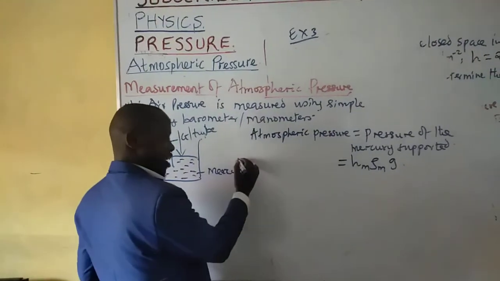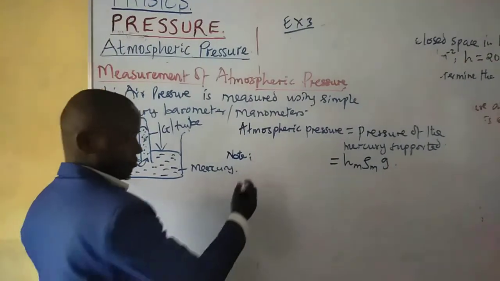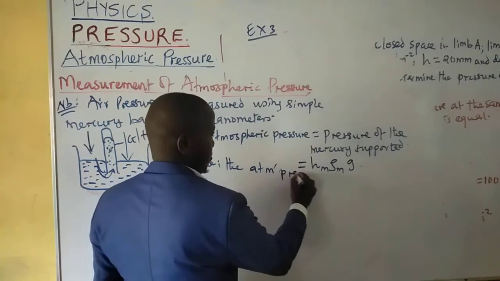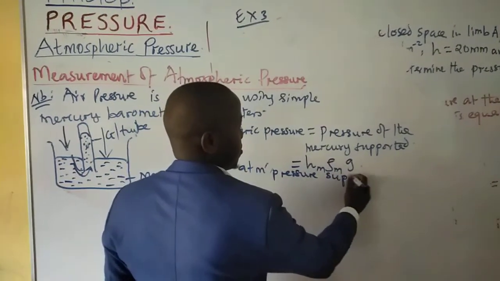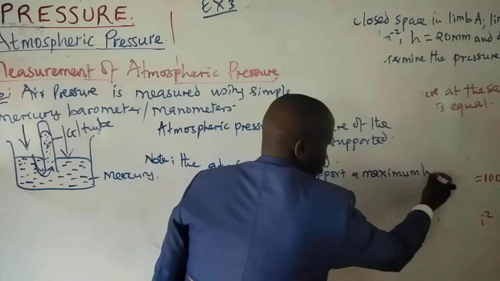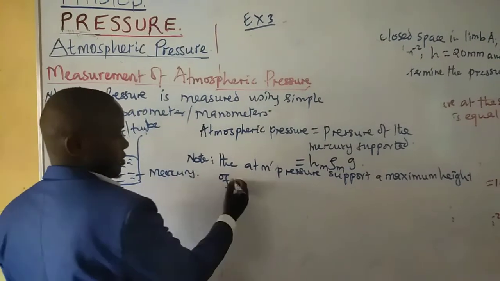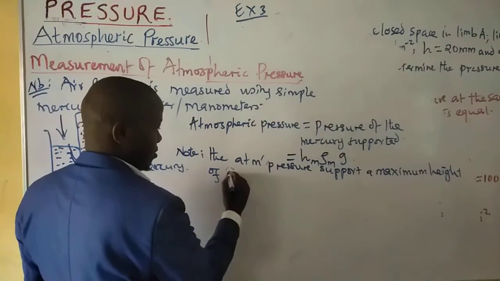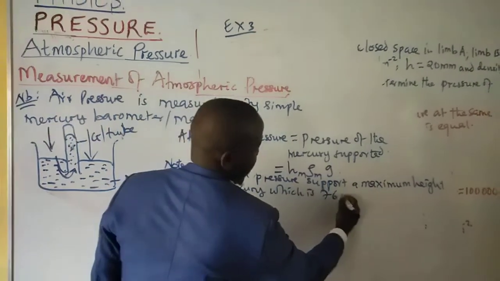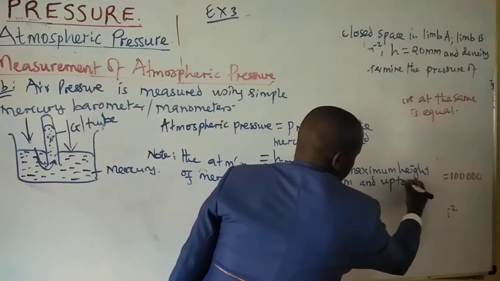Therefore, it is good to note the following: the atmospheric pressure supports a maximum height of mercury, which is 760 millimeters, and up to 10 meters of water.